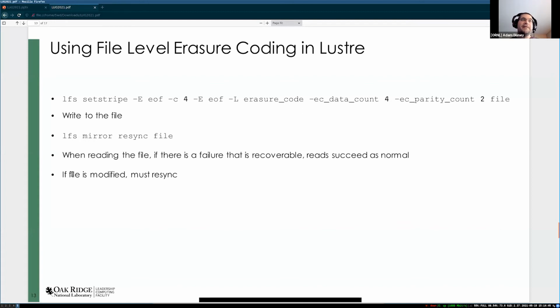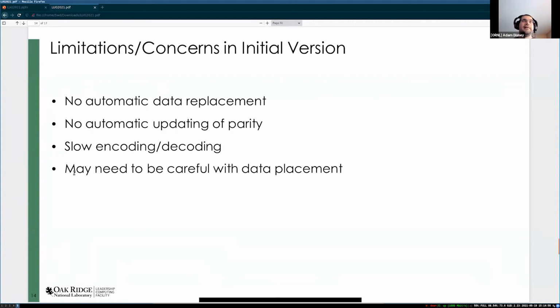And of course, if you modify that file, you'll need to make sure that you resync that file, or you won't be able to recover data when it's lost. So some of the limitations in this are, there's no automatic data replacement, meaning, say there is some permanent reason that that block is down. It currently doesn't do anything to fix that. And I'm not clear yet how you would be notified, but someone would have to go in and essentially, I guess, migrate your file to a new layout, to get it to copy the data into another file.